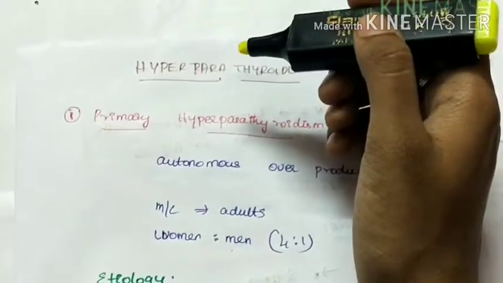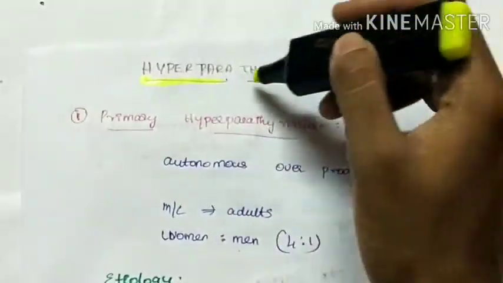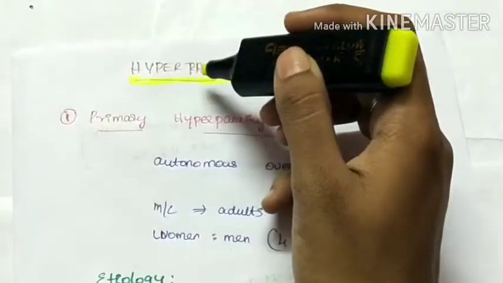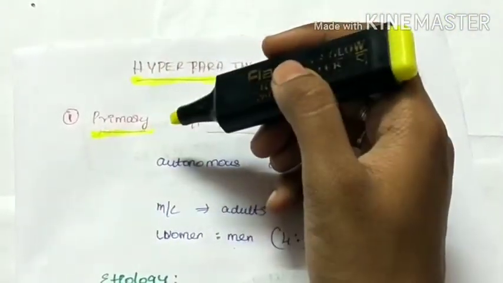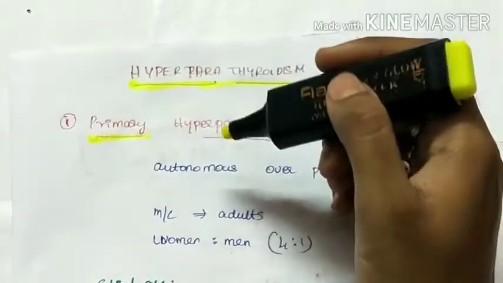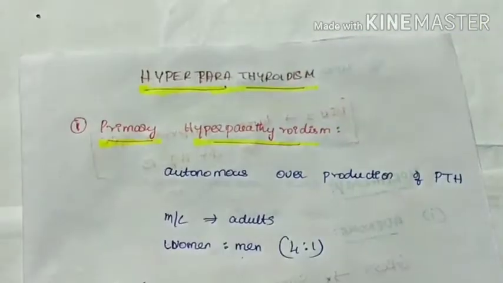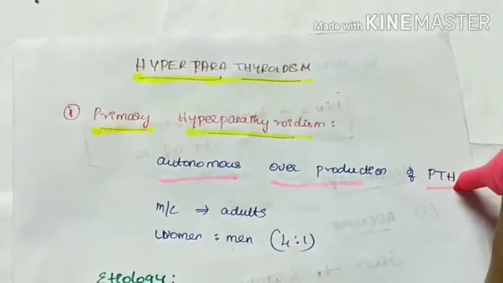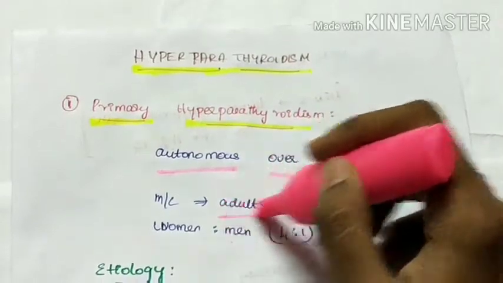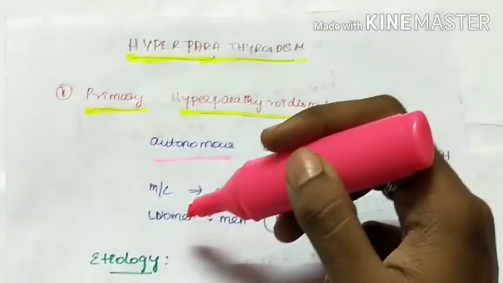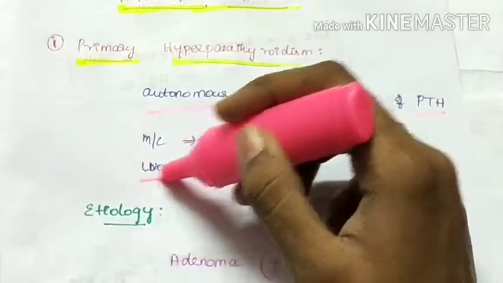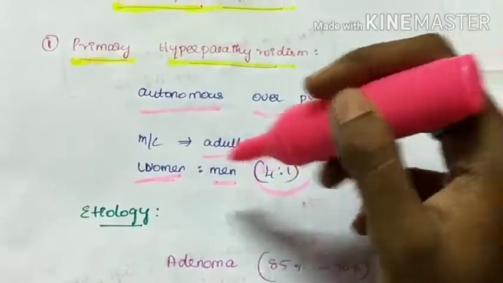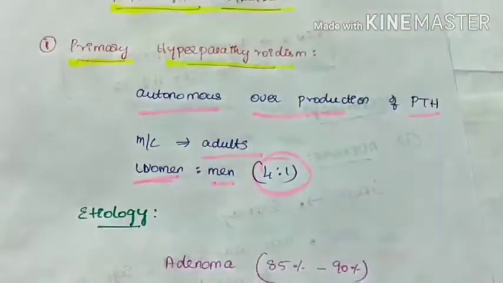The disorders of parathyroid gland. First, let's see about the hyperparathyroidism. So, the hyperparathyroidism can be either primary, secondary or tertiary. First, let's see about the primary hyperparathyroidism. Here there is autonomous overproduction of the parathormone, most commonly seen in adults, and that too most commonly in the women. The women to men ratio is 4:1. So this is more common in women 4 times than that of the men.